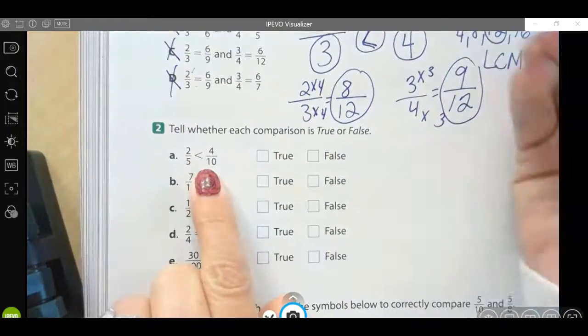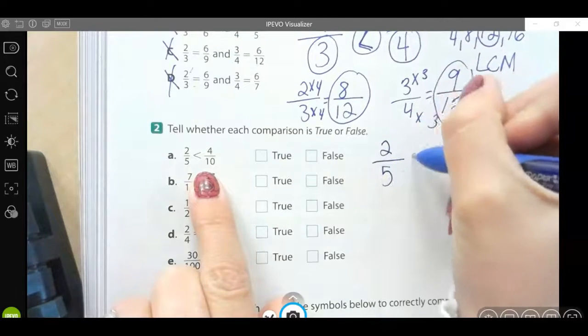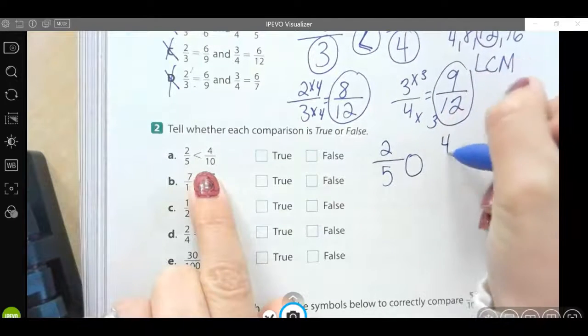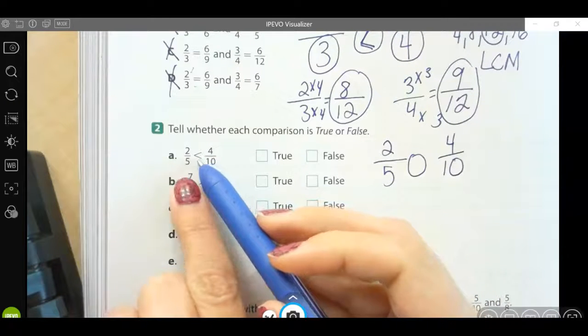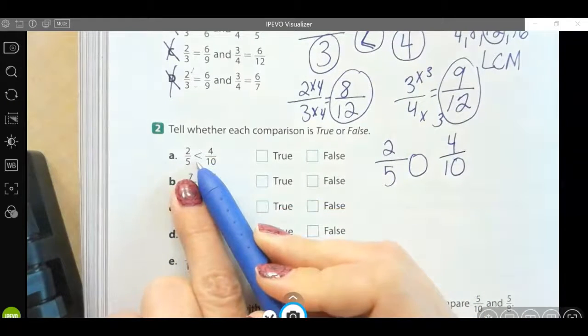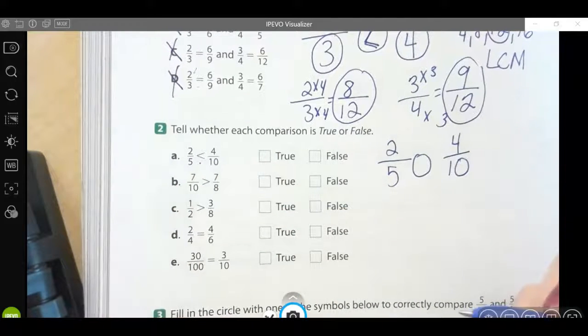Okay, on your whiteboard, I want you to compare 2/5 and 4/10. The book is telling us that it is, what does the symbol mean? Greater than. So I want you to figure it out on your own and let me know what you got.